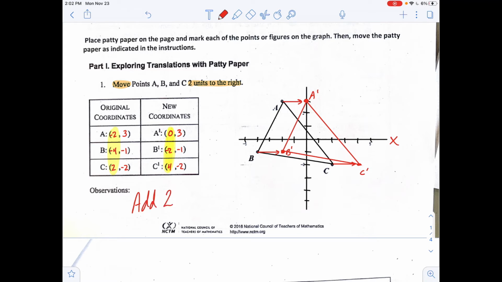Well, I just added 2 to my X coordinates. Because if I'm moving left and right, I'm moving in the X direction. I'm moving along the X axis. So I'm only going to affect the X coordinates. I didn't change the Y coordinates, just the X.